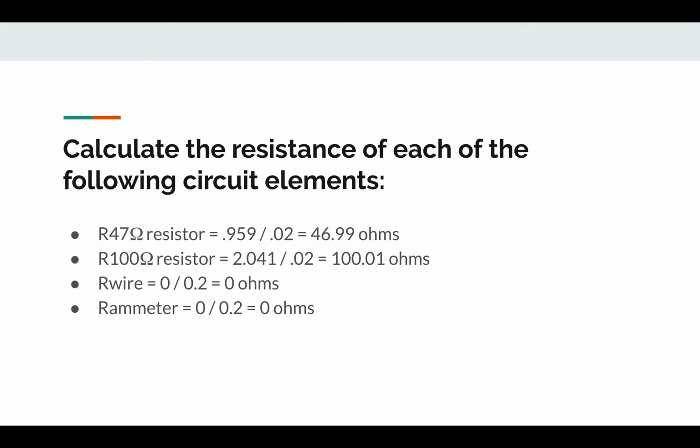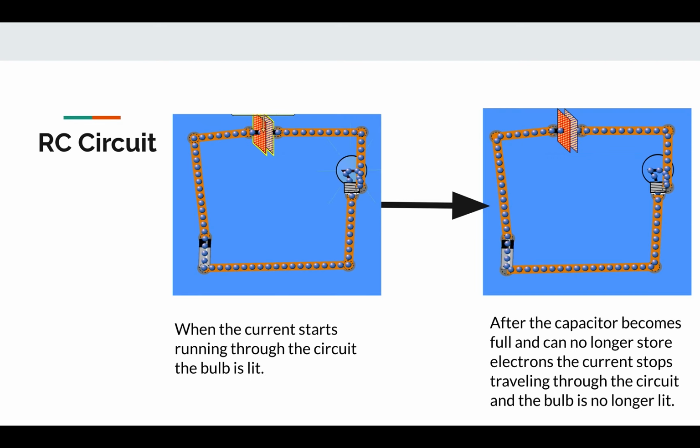From my potential difference measurements in part 5 and current measurements in part 6, I was able to calculate the resistance of each of these circuit elements. Here's what I got. Next, we create an RC circuit with a 10 ohm light bulb, a 9 volt battery, and a capacitor of 0.02 farads in series.